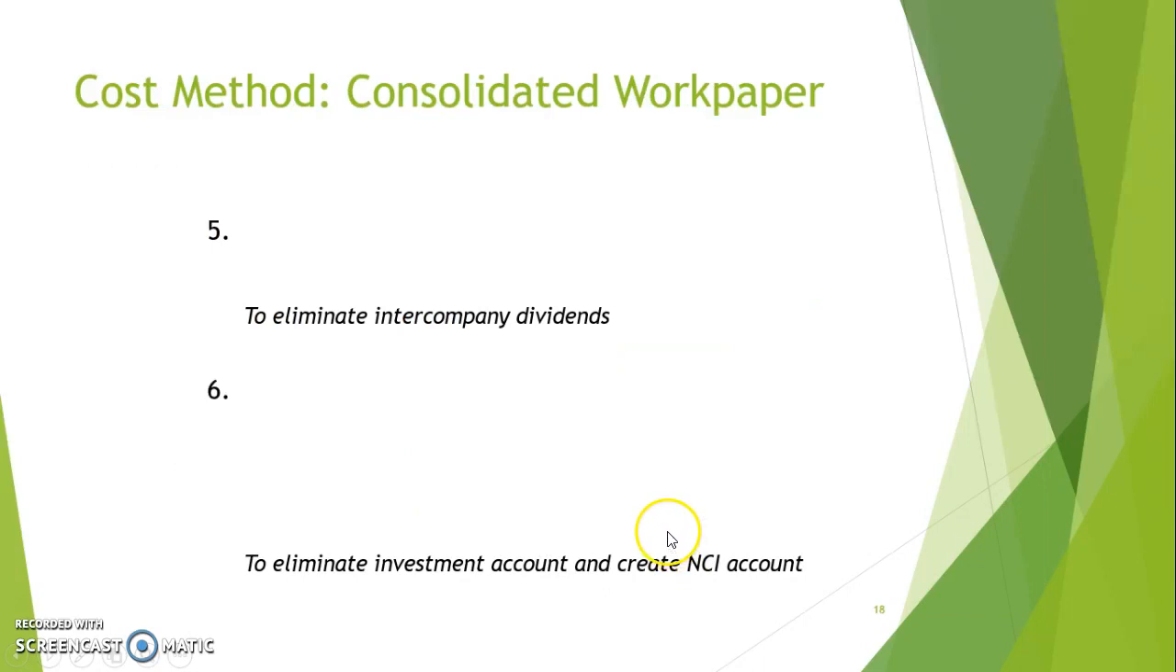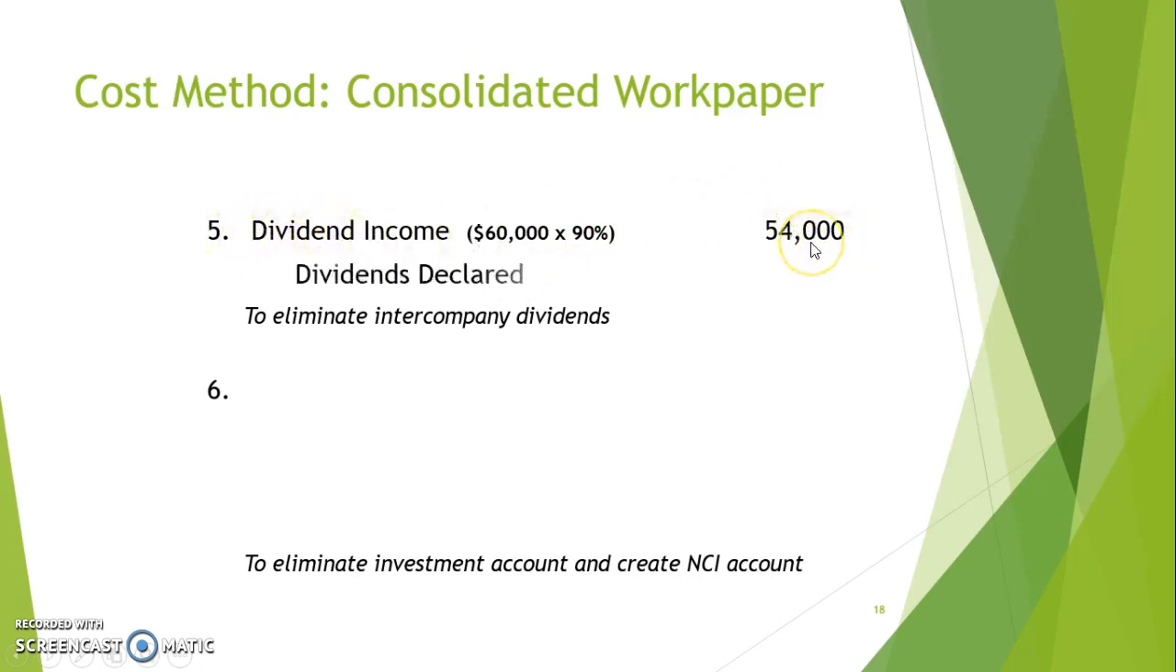The other entries that we will now make would be to eliminate the intercompany dividends and to eliminate the investment account and create the NCI account. Now, dividend income, you would notice 60,000 times 90%, which is 54,000. So in the income statement of the parent, dividend income is reflected at 54,000. The dividend declared of the sub is 60,000, for which we must eliminate 54,000.